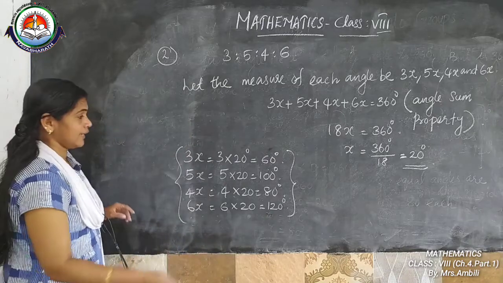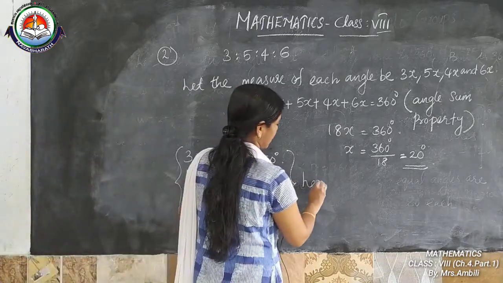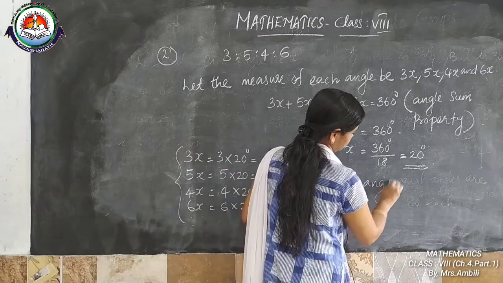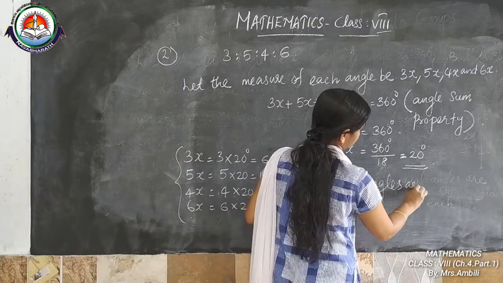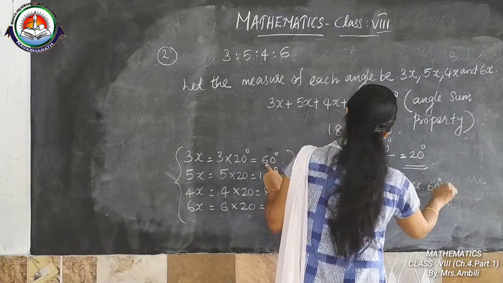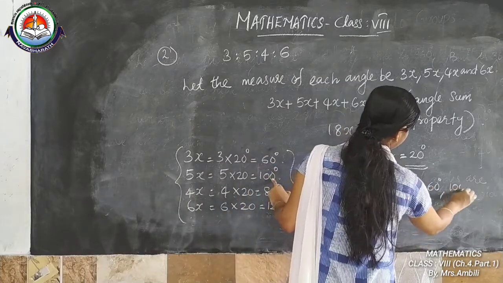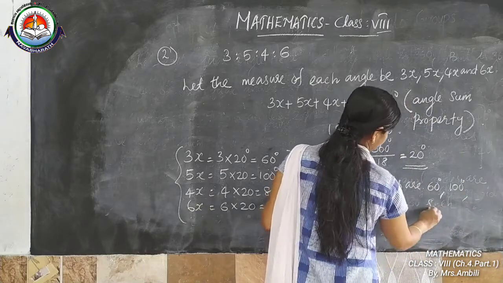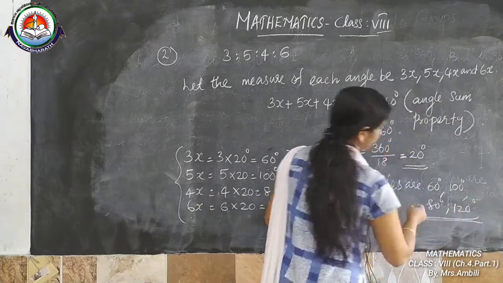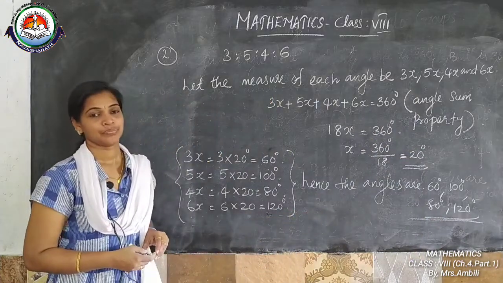So, okay, write: hence the angles are 60 degree, 100 degree, 80 degree and 120 degree. Okay, now we got the 4 angles.